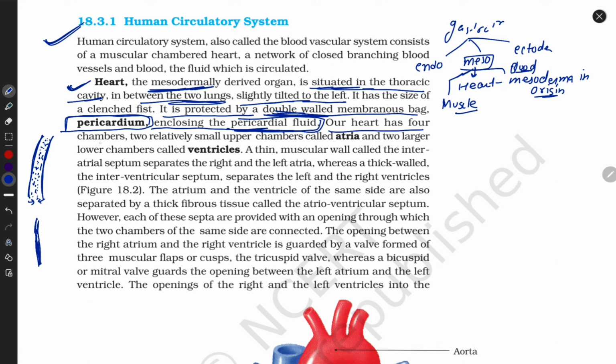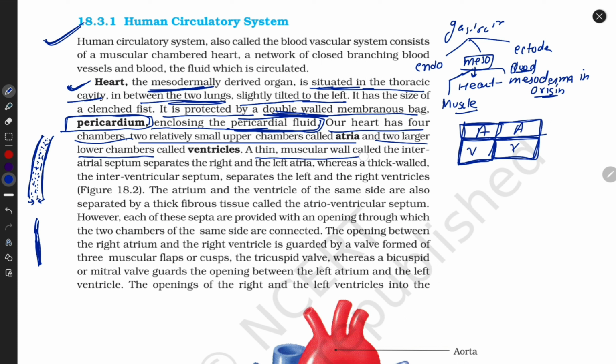Our heart has 4 chambers, we know. The 2 relatively smaller chambers, we call them the atria. We have a 4 chambered heart. The smaller parts, 1 and 2, are the atria, and the larger portions we call the ventricles. The 2 larger chambers are on the lower side, and the atria are located on the upper side.